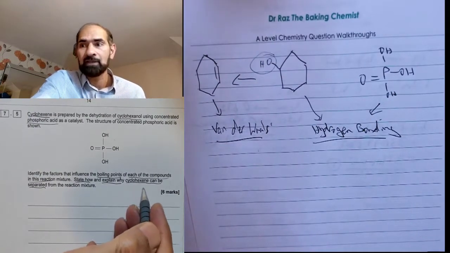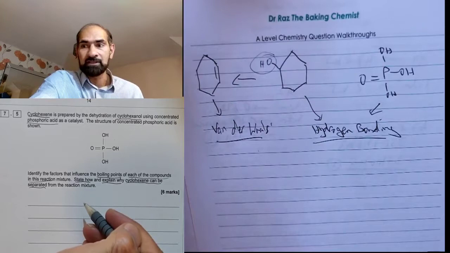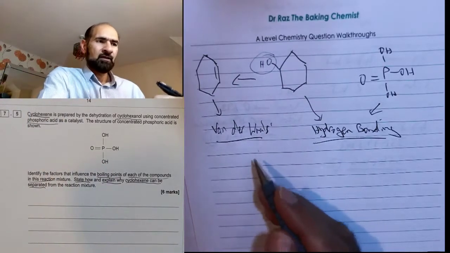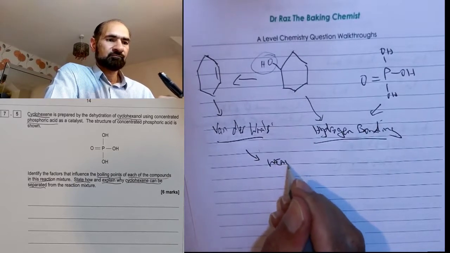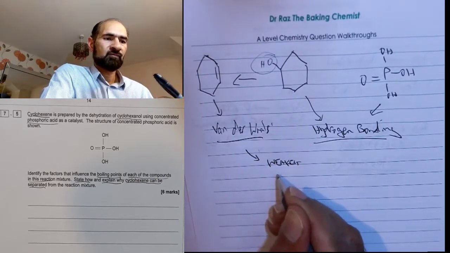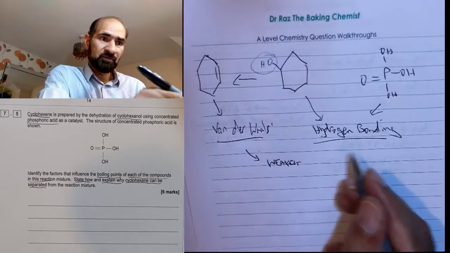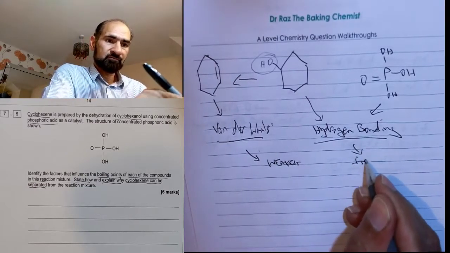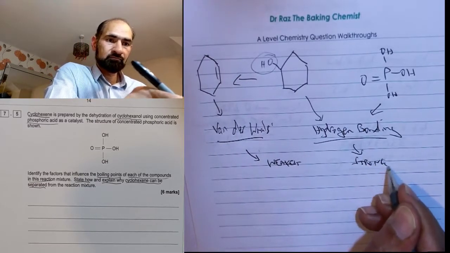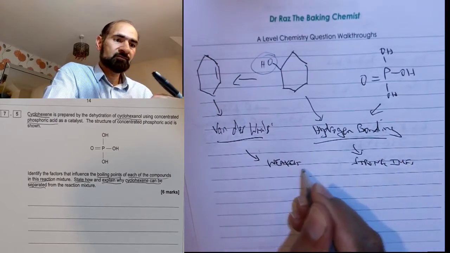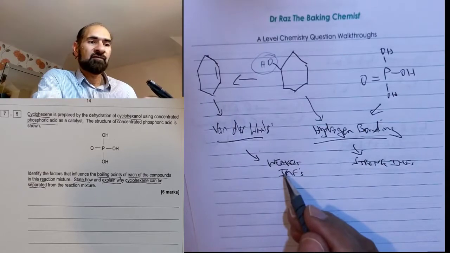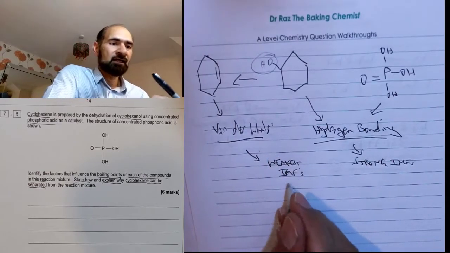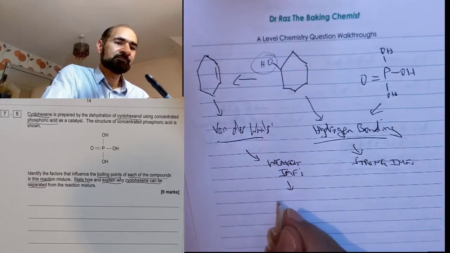State how and explain why cyclohexene can be separated. Well, how? Well, van der Waals forces are the weakest forces. These will be strong forces, strong IMFs, weak IMFs, and so therefore, because these are weak forces, they'll have the lowest boiling point.